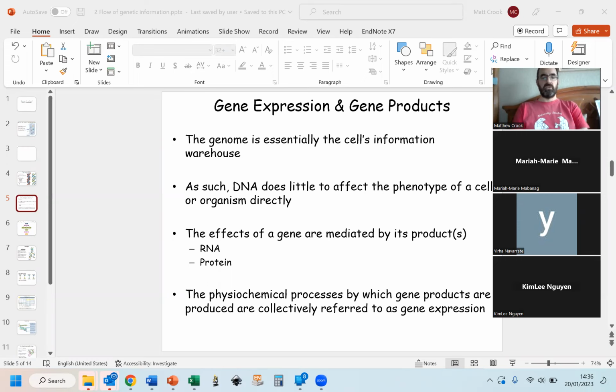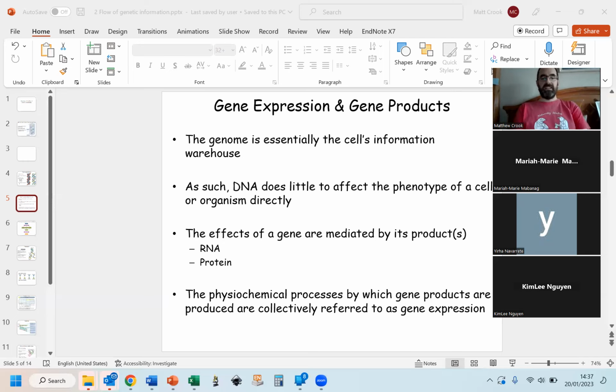Also, non-coding RNAs as well, but we'll get into those another time. So also, in eukaryotes at least, I'm just going to call them eukes because it's easier to type, there's the issue of location. DNA is in the nucleus. Proteins get made in the cytoplasm.